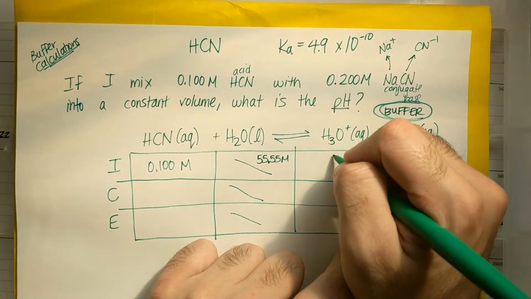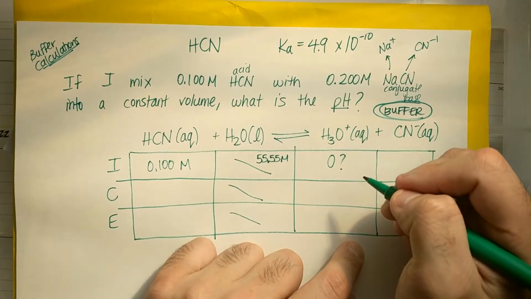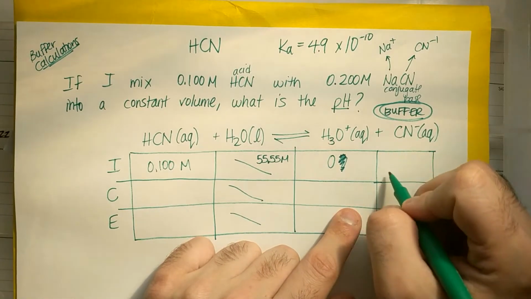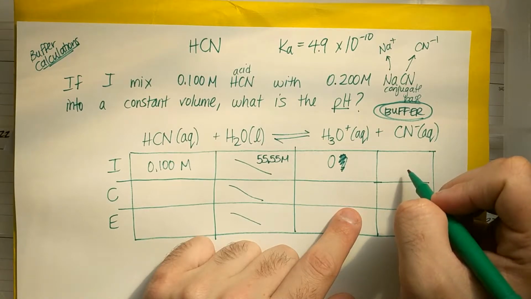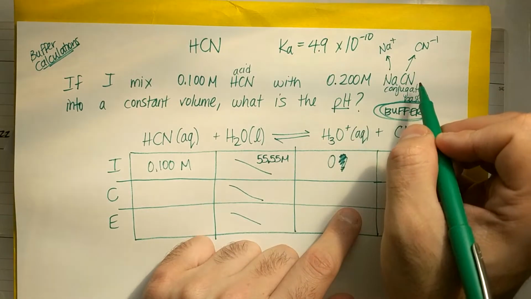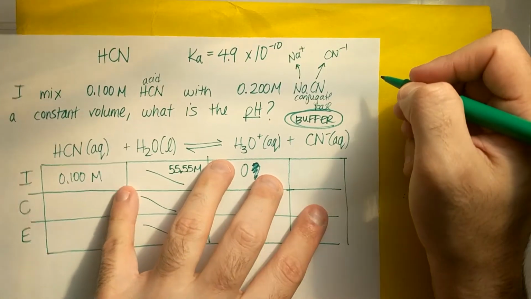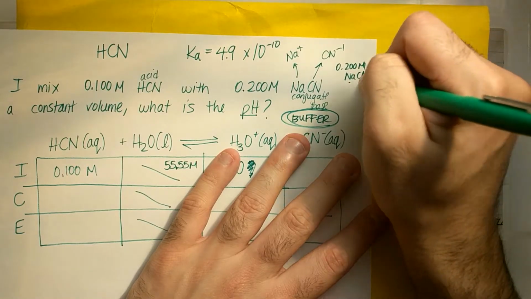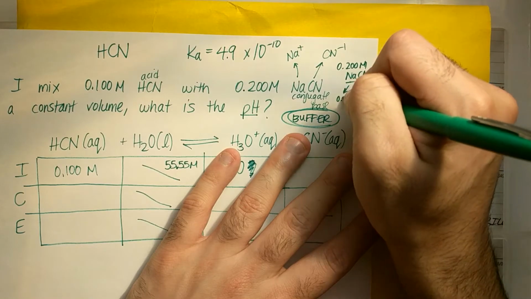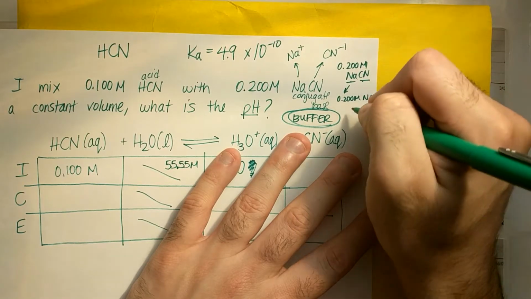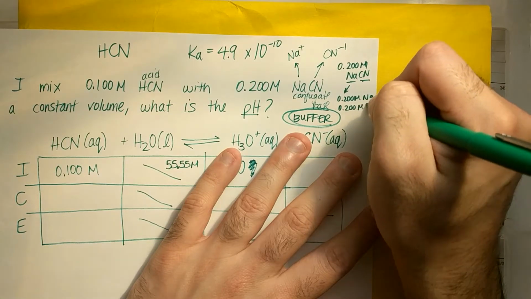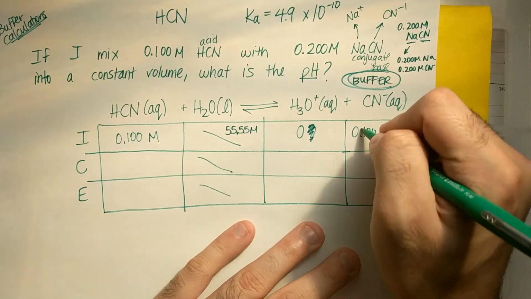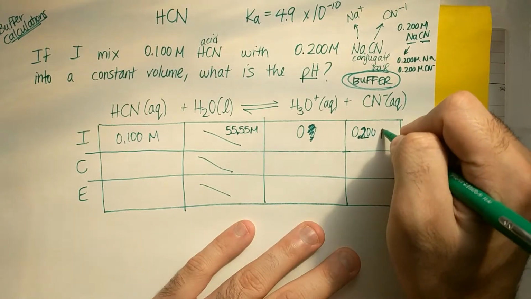I don't know my H3O plus yet. I'm going to say that that's 0 in the beginning. All right, no, not a question mark. It's 0 in the beginning. However, can I say that I have 0 CN minus initially? No, because I give you 0.2 molar of NaCN. And so if I have 0.2 molar NaCN, the ions are in a 1-to-1 ratio. That means I'll have 0.2 molar Na plus, and I'll get 0.2 molar CN minus. So initially, I'll have a concentration of 0.2 molar CN minus.